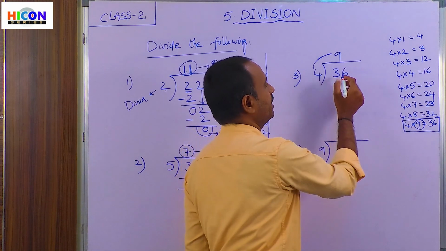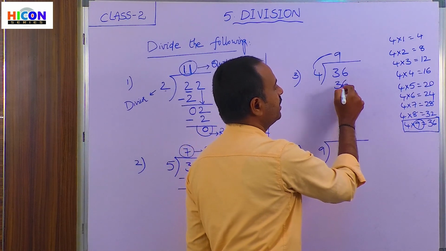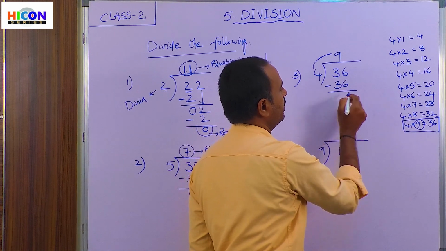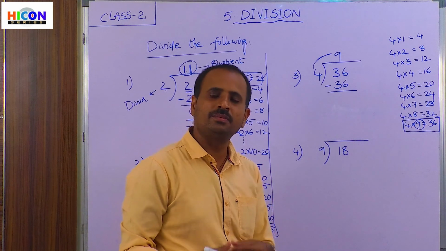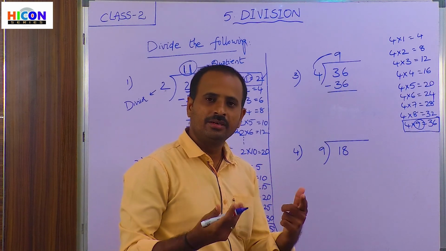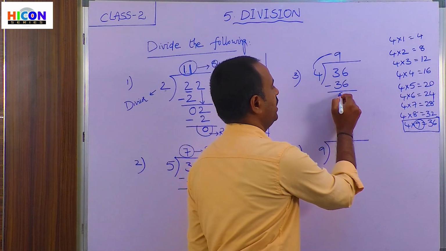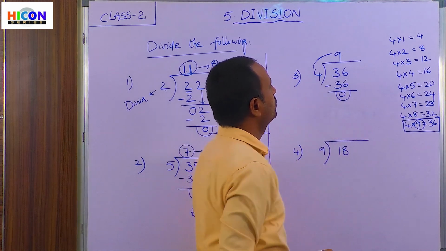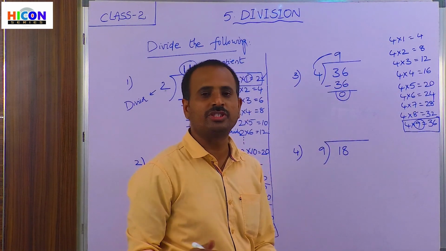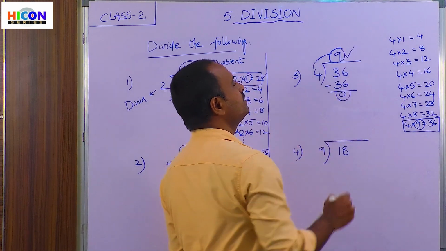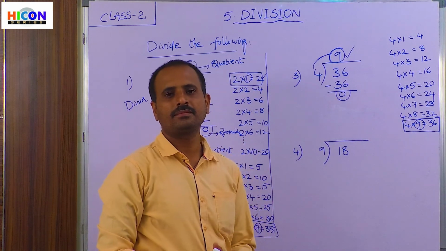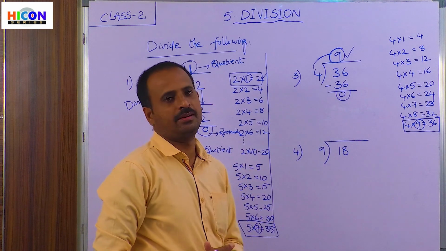So write the product under the dividend 36 and subtract. So 36 minus 36, how much, children? 36 minus 36 is again 0. So we have got the answer 0. What is the answer here? The answer is the quotient. So 9 is the quotient. So 9 is the answer. And 0 is called the remainder.